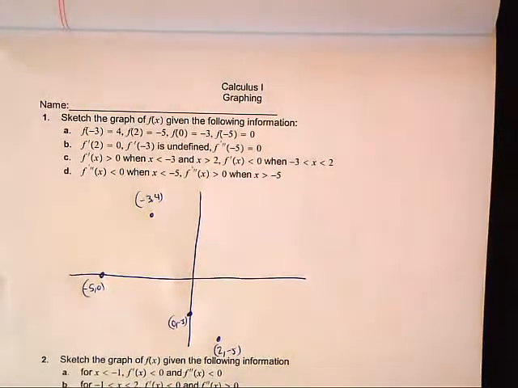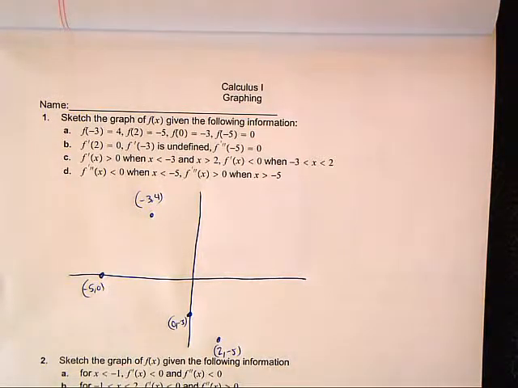So part A there, I just gave you 4 points on the graph. That's all that is. Part B. F prime at 2 equals 0. F prime at -3 is undefined. And F double prime at -5 equals 0.